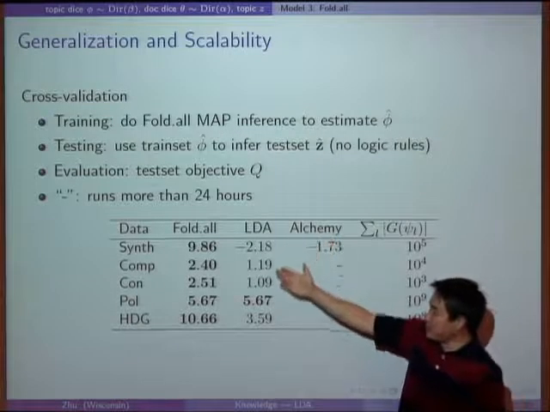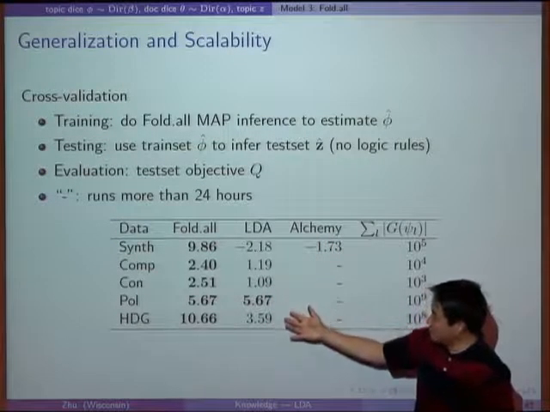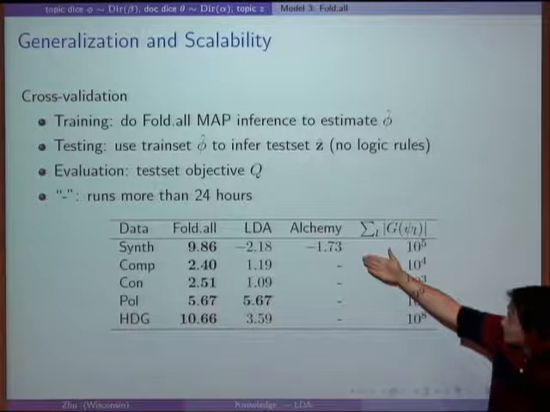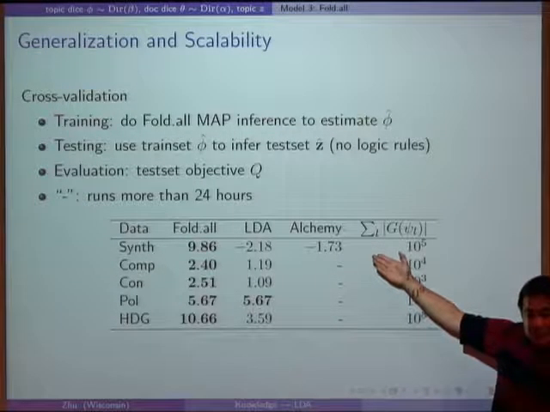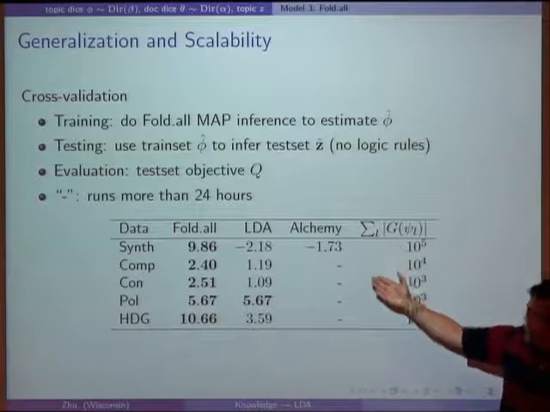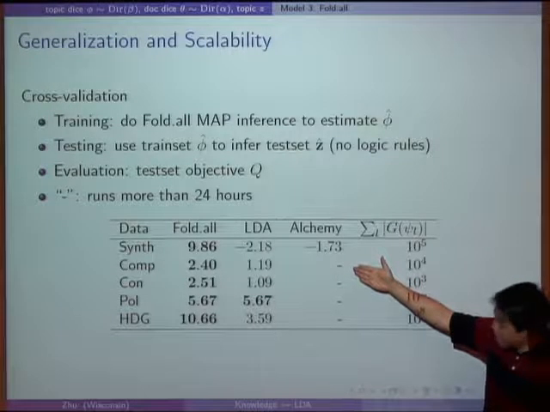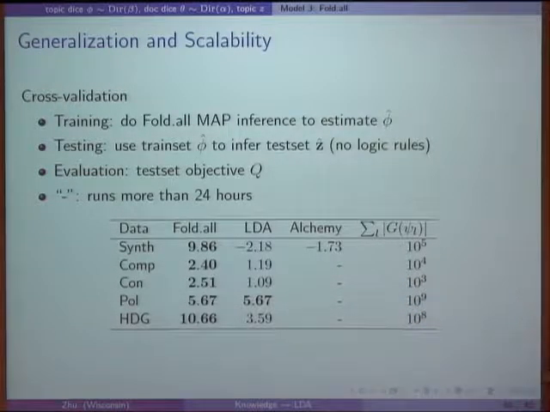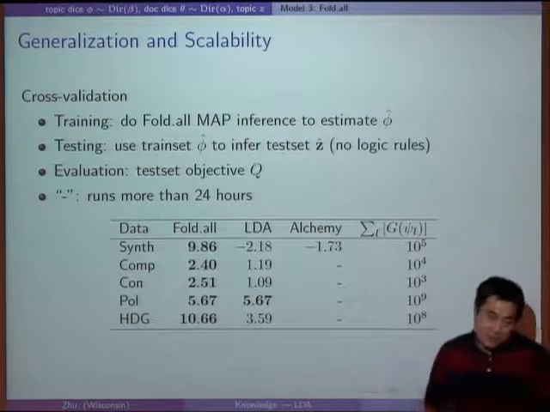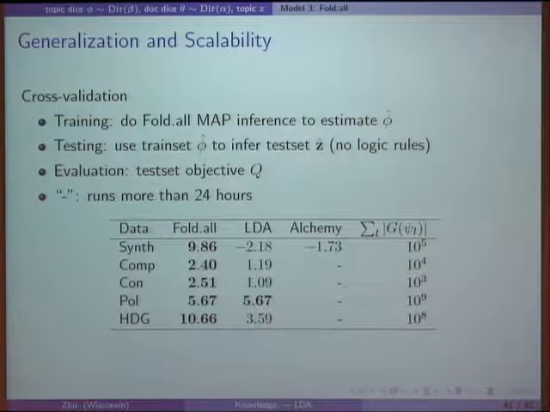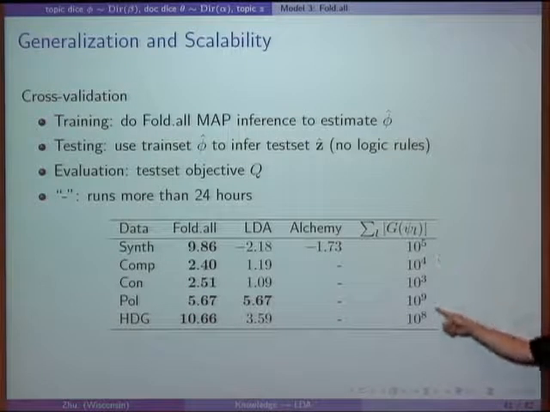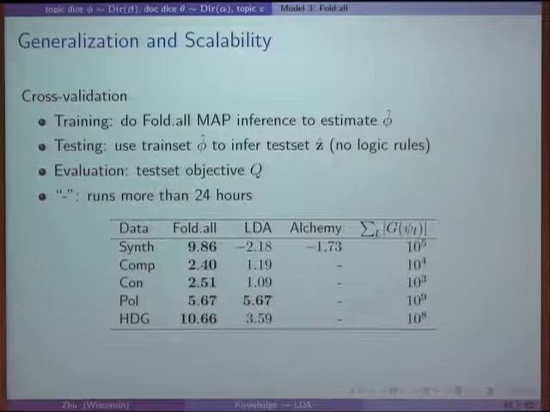If you simply run LDA without logic, you get pretty poor results except for this one. Alchemy is where you only enforce logic, but without the LDA part, of course. So it's not as good. Another thing to notice is that these dashes are where things do not complete within a reasonable amount of time. So this shows that our method with stochastic gradient is fast enough to work on reasonably large logic knowledge bases. Okay. Yes?